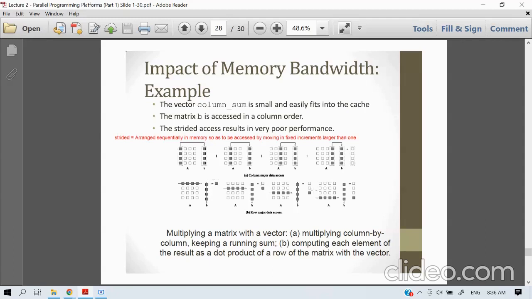However, in A, we multiply column by column and keep a running sum. The result is not being written yet. We finish all the columns first, then write the result. Compared to B, after the first row is executed, it is stored into a result, until the end. So which operation is more efficient?